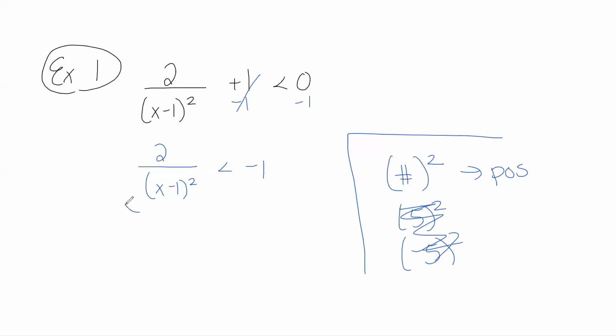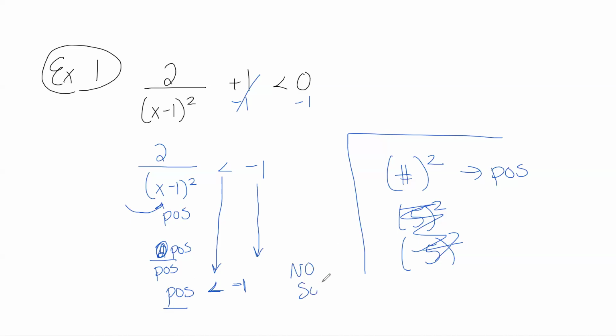So this bottom right here is always going to be positive, which will result in 2 divided by a positive. Well, 2 is positive. So this is a positive divided by a positive, which is positive. And now drop down this symbol, drop down negative 1. When in the world is a positive going to be smaller than negative 1? It's not. This is no solution.